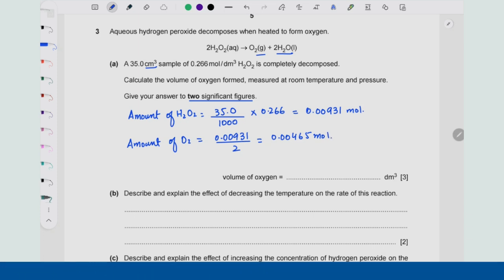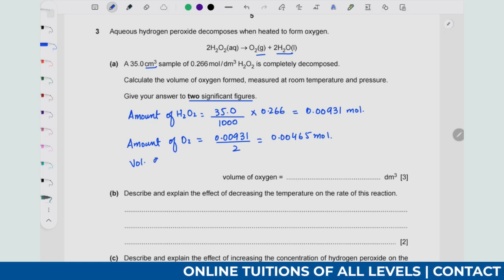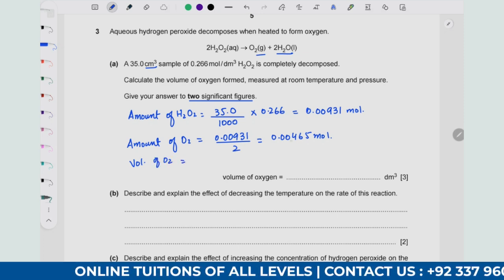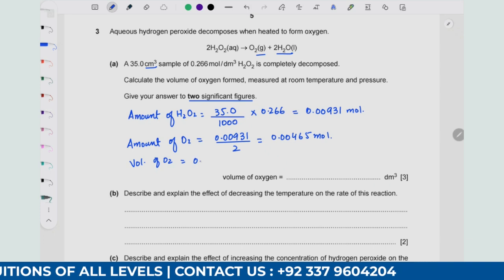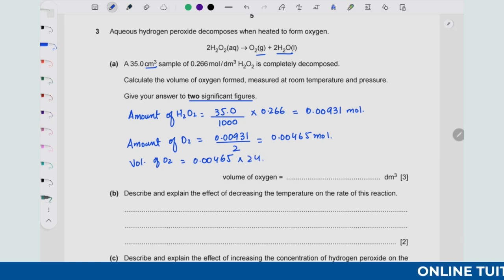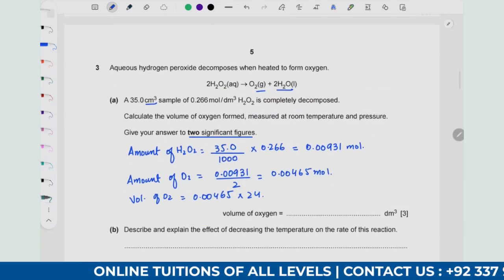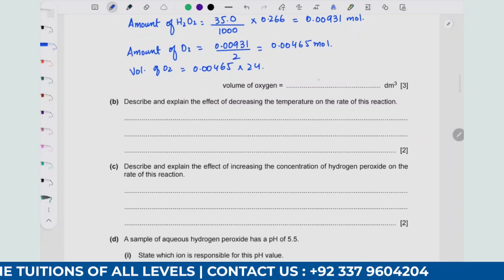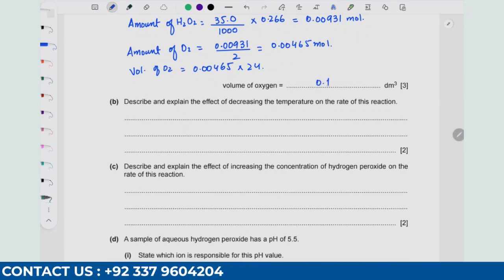Now that we have got the moles of oxygen, we can easily calculate the volume of oxygen. Volume of oxygen will be equal to the amount of oxygen, 0.00465, multiplied by 24 dm³. As we know, each 1 mole of gas at room temperature and pressure has a volume of 24 dm³. So the volume of oxygen will be equal to 0.11 dm³.